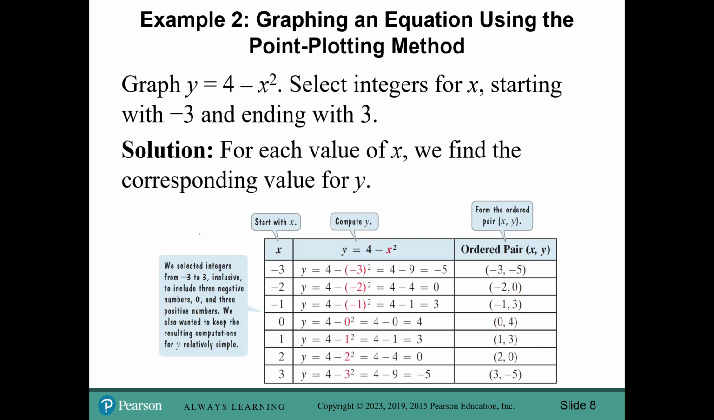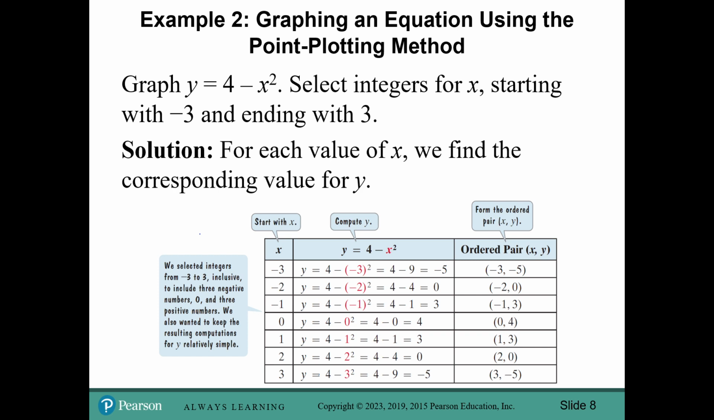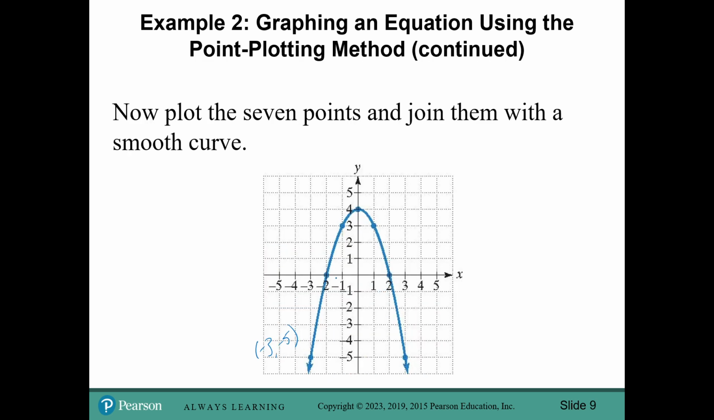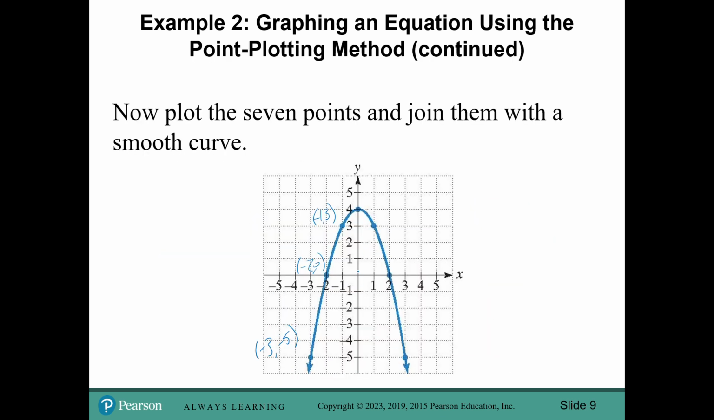We have the ordered pair -3, -5. So -3, -5 right here. This is the -3, -5 point that we found. We have the point -2, 0 right here. We have the point -1, 3, -1 up 3. That is right here. We have the point 0, 4, 0 up 4 right here.